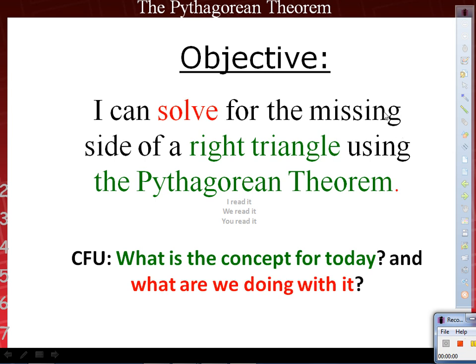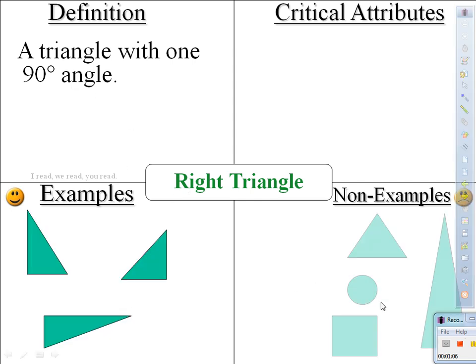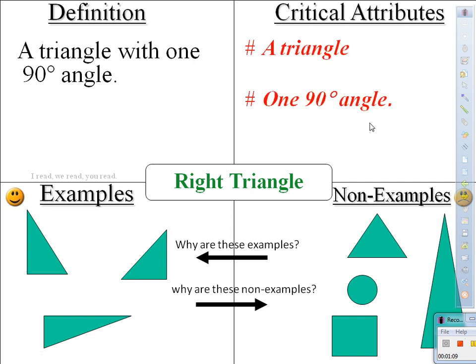So let's move on. We don't need a photo model because we know what right triangles look like, yes? The definition is a triangle with one right angle, or a 90-degree angle, and they look like this. Some examples.